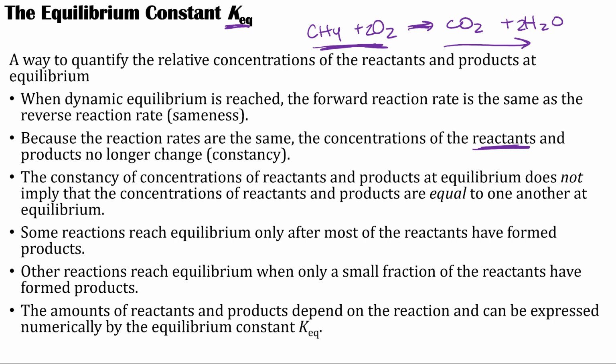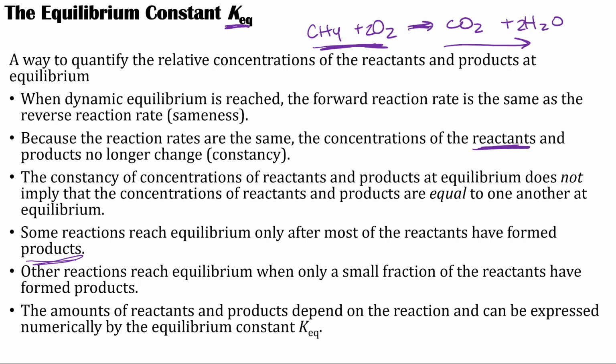And so constancy of the concentrations of reactants and products at equilibrium does not imply that the concentrations of reactants and products are equal to one another. Some reactions that reach equilibrium make tons of product, so we have way more product than we have reactant. Other reactions reach equilibrium when barely any product is made, so we have a ton of reactant left. It all depends on that particular chemical reaction, and really it's also dependent on the temperature, but that's not something that we're going to get into.